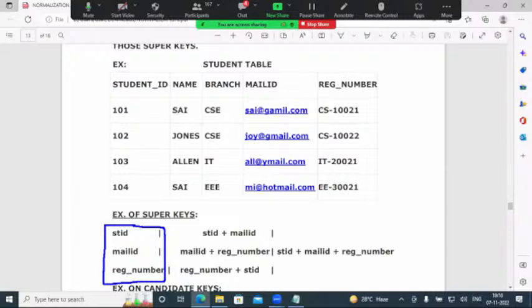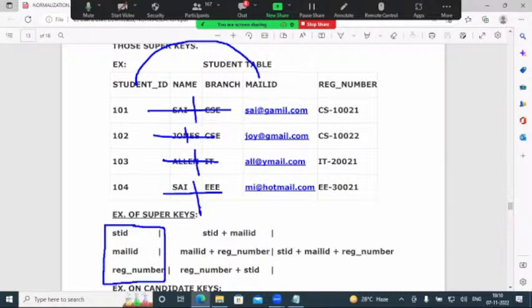combination of columns. For example, if any combination of columns still identifies each and every row uniquely, then those combinations of columns are also called a super key. Now let me see. Student ID, mail ID combination. Check it out. Super key? Yes or no? Yes. Student ID, mail ID, any combination you can see. These are called what?